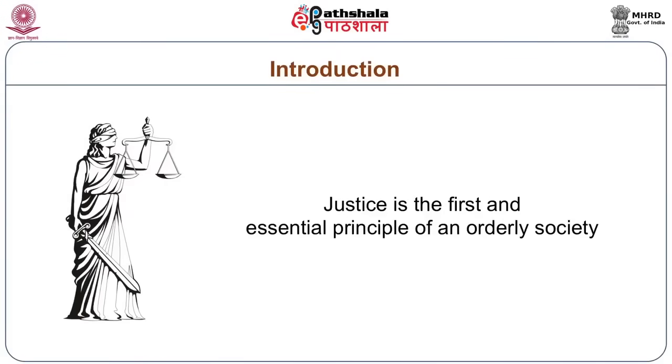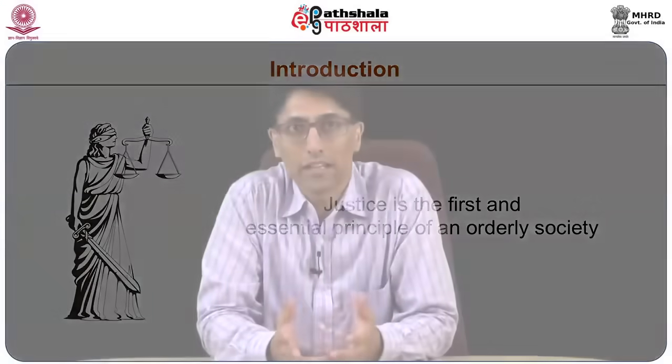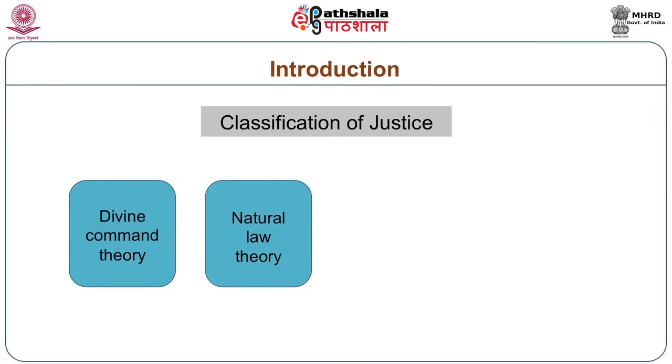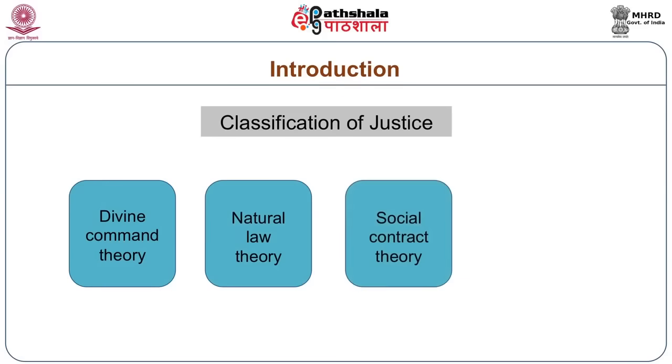Justice is the first and essential principle of an orderly society, but what is meant by justice has no accepted definition. There are a number of classifications of justice based on various theories. For example, there's the divine command theory, which suggests that justice is what God commands. There's natural law theory, which we've discussed in earlier modules. There's social contract theory. There are distributive theories of justice.